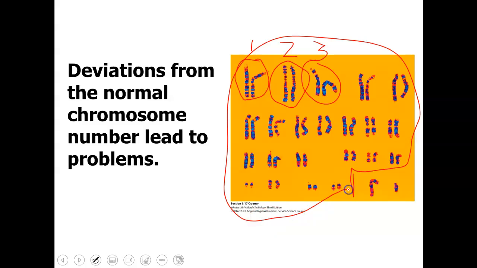All of these are autosomes. The sex chromosomes are found here in the corner. Now remember, the X chromosome is always much larger than the Y chromosome. So you can look at this karyotype and know right away that this is an X and a Y. So that's the karyotype for a male.